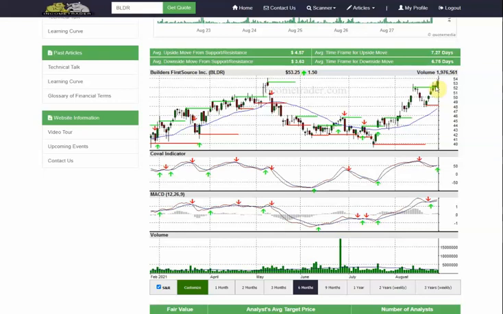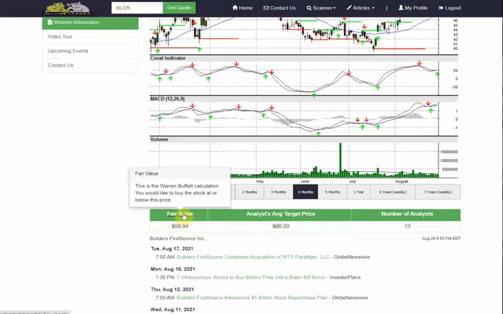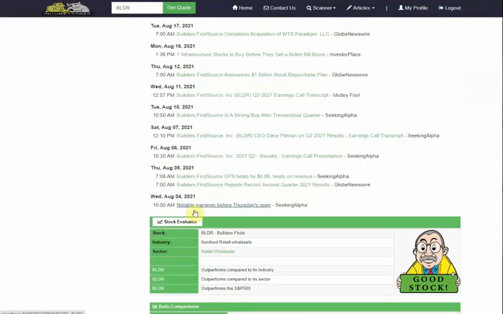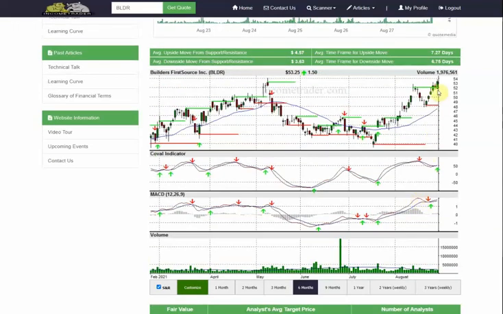So now I've got a good quality stock trading at $53 that's worth about $59. That's where it should be trading, and it's a really good quality stock. Wow, okay, so I like that one. So this might be a stock I'm interested in placing a trade on.